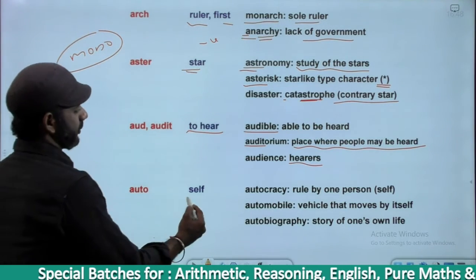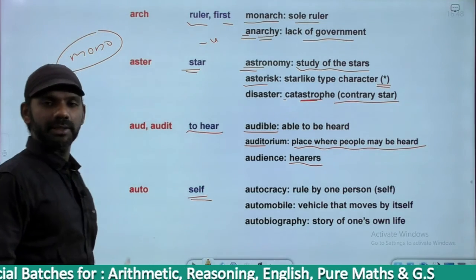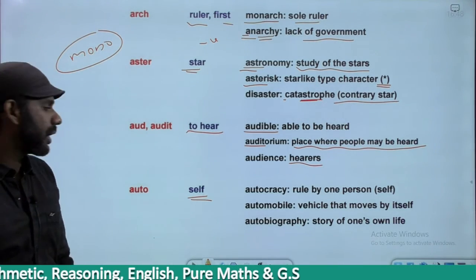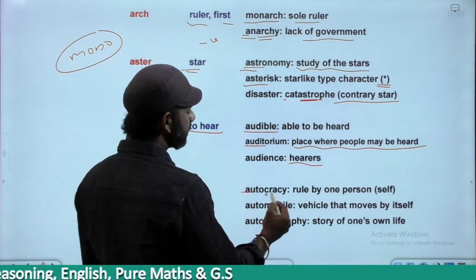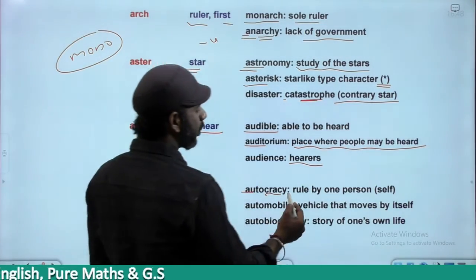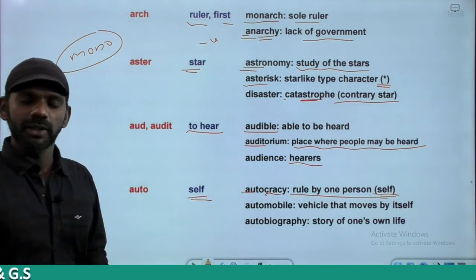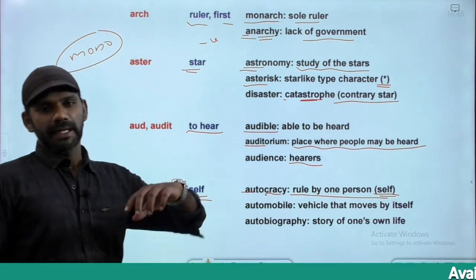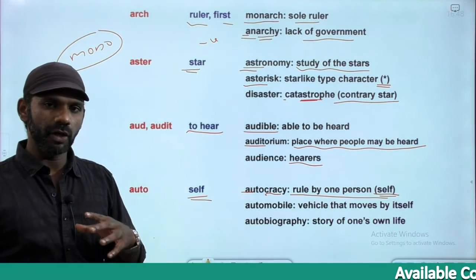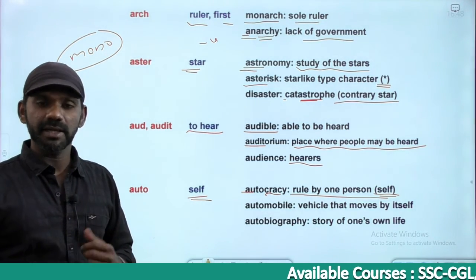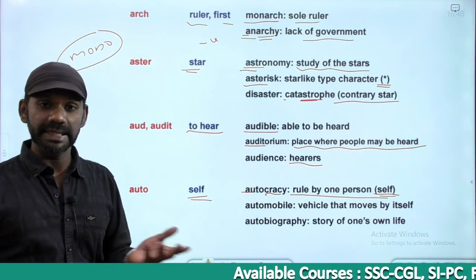Auto means self, like auto start. Auto start is self start. Autocracy, auto means self, cracy means rule. So rule by one person, self-rule, is termed as autocracy. Autocracy in the sense like dictatorship. If I say I'm the only person having all the powers, and I consider you as my slaves, I should be termed an autocratic ruler, Hitler and all.